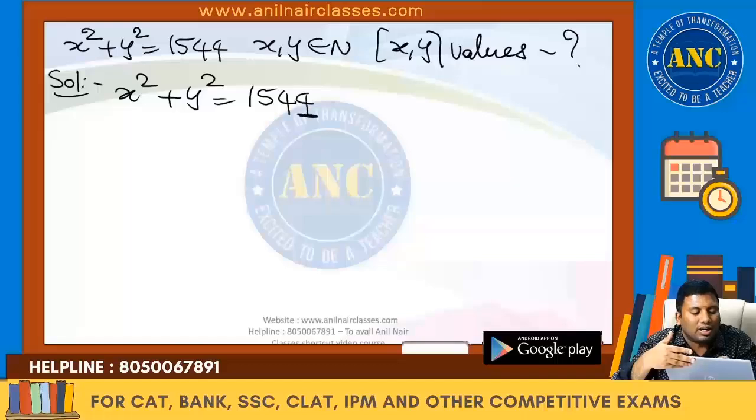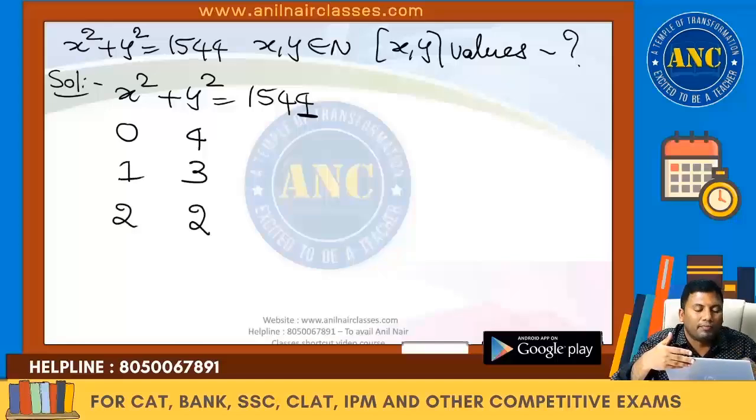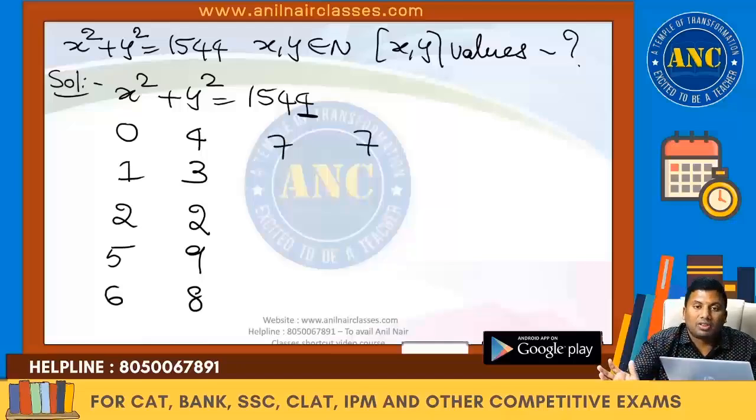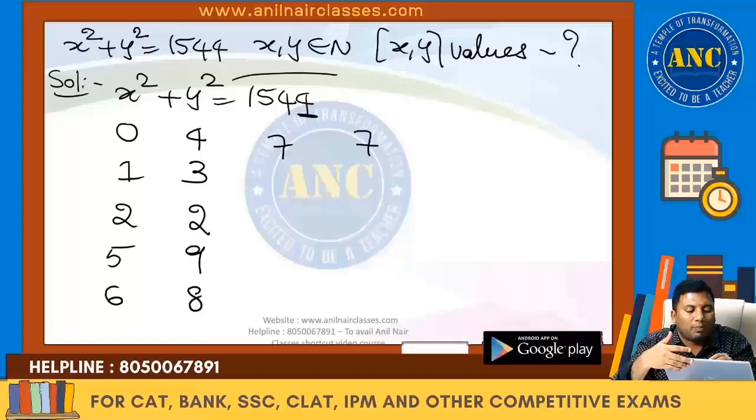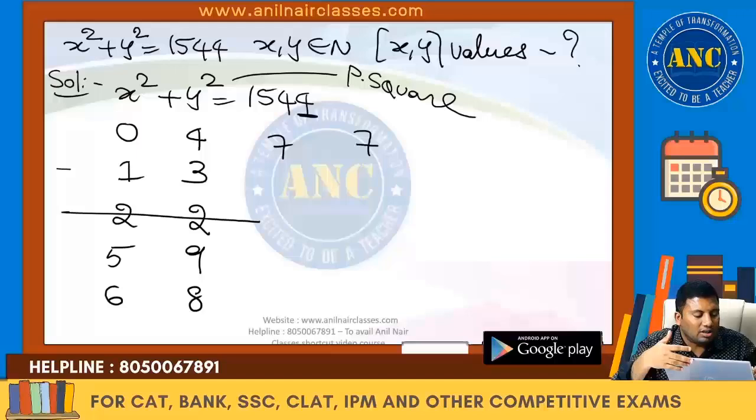x square plus y square is equivalent to 1544. Now see here, the unit digit in this question is 4. 0 plus 4 is 4, 1 plus 3 is 4, 2 plus 2 is 4, 4 plus 0 is 4, 5 plus 9 is 14, 4, 6 plus 8 is 14, 7 plus 7 is also 14, 4. Are you all with me? We got all the digits 0 to 9. x square and y square are perfect squares. A perfect square can never end with 2, 3, 7 or 8. These are cancelled.